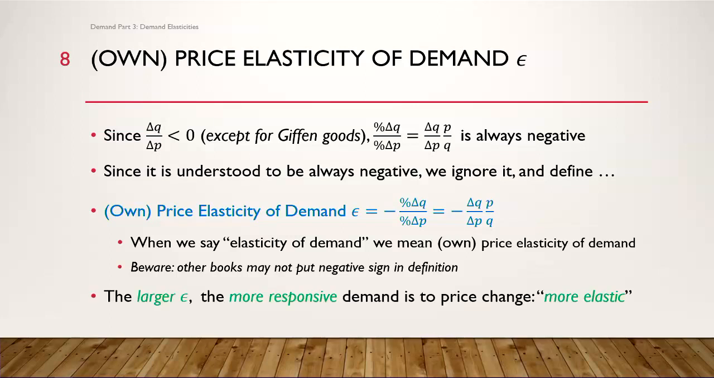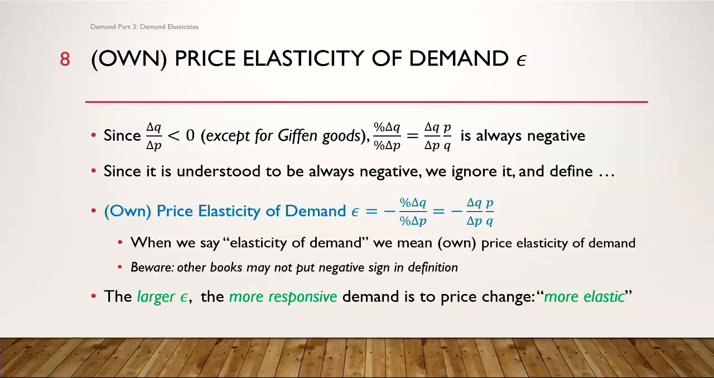Okay. So what does the elasticity of demand mean? What's it telling us? As I pointed out, the larger the elasticity of demand, the more responsive demand is to a price change. For example, if the elasticity of demand is 2, then that says if prices go up by 10%, the quantity demanded is going to fall by 20%. 20 over 10 is 2. So the elasticity is 2.